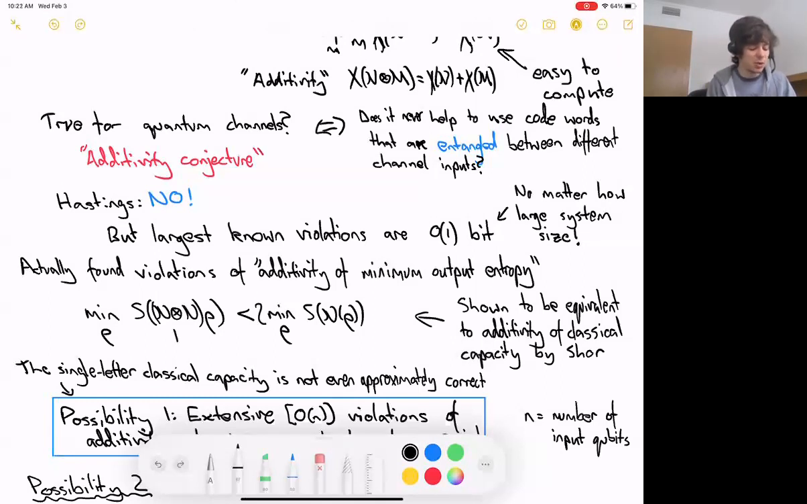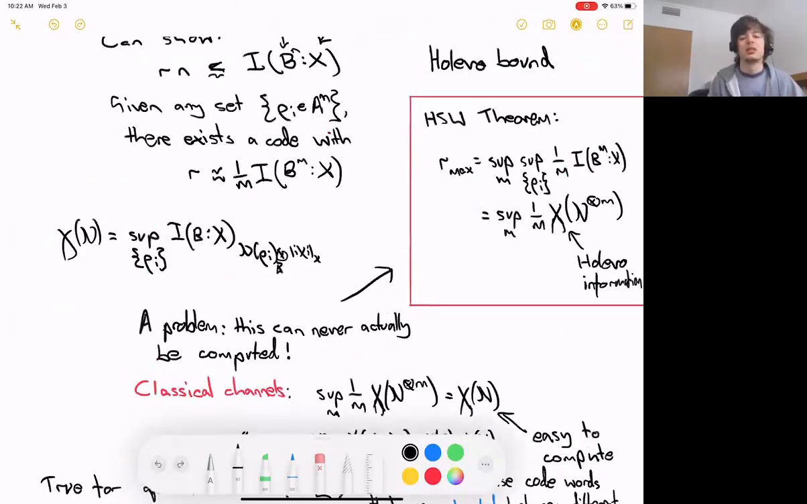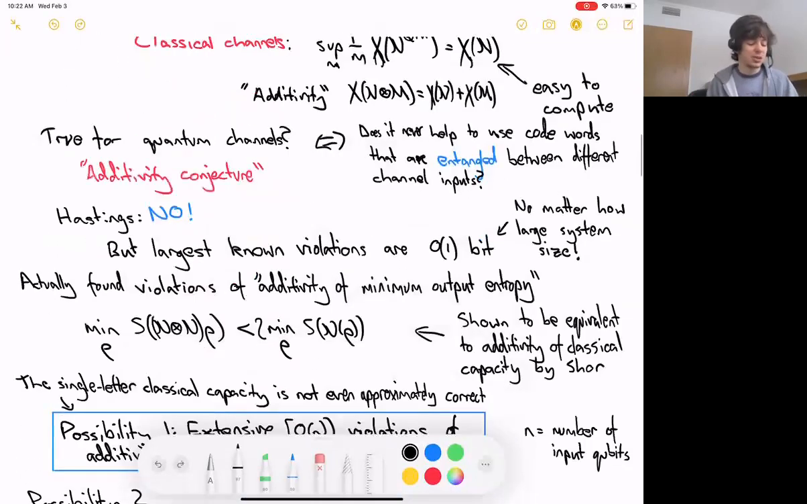So before Matt Hastings' work, Peter Shor had already shown that this quantity, this minimum output entropy, won't be additive if and only if the Holevo information won't be additive. Okay, so the Holevo information is the one we're really interested in because classical capacities are a big deal. They're this fundamental thing that you care about in quantum information. But this minimum output entropy additivity feels like something easier to work with, easier to prove. And indeed, this is the thing that Matt Hastings actually proved had additivity violated.